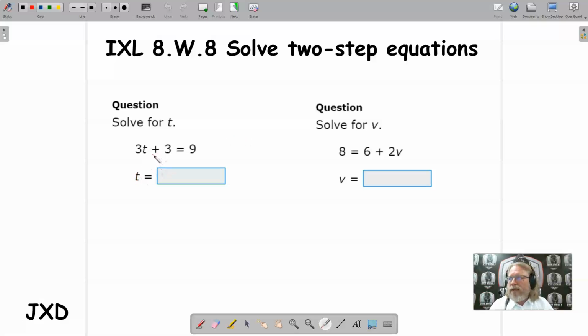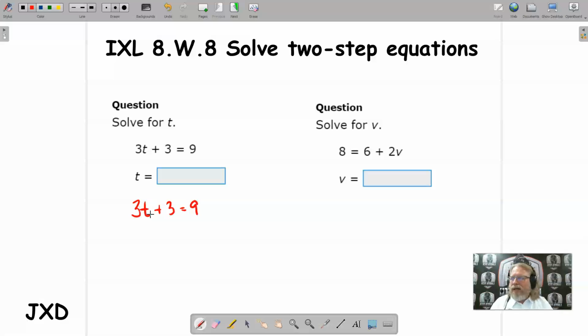Solving an equation is all about isolating that variable and coming up with a numerical value that variable is equal to, right? So on the first one, always good to rewrite the problem. So we'll go with 3t plus 3 equals 9.